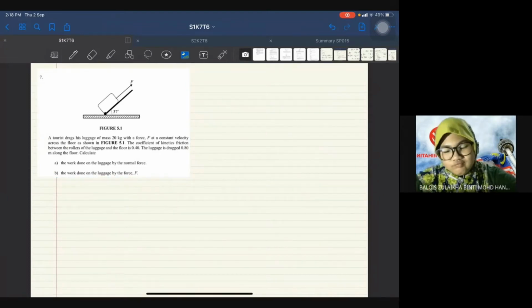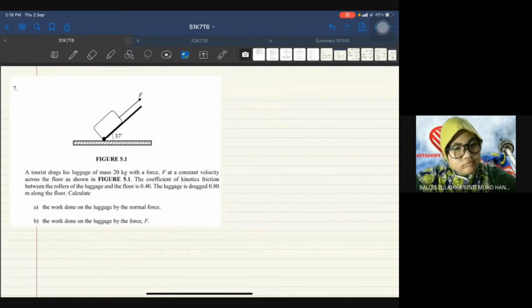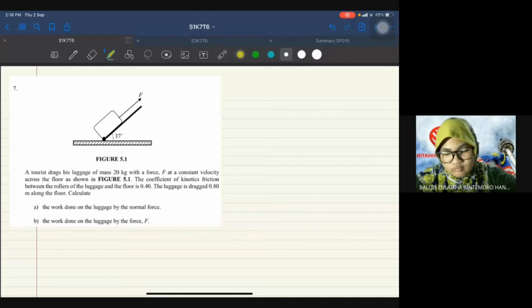A tourist drags his luggage of mass 20 kg with a force F at a constant velocity across the floor, as shown in figure 5.1. The coefficient of kinetic friction between the rollers of the luggage and the floor is 0.4. The luggage is dragged 0.8 meter along the floor. Calculate the work done on the luggage by the normal force and then by the force F. First of all, maybe you can write down all the information. So the mass is given.